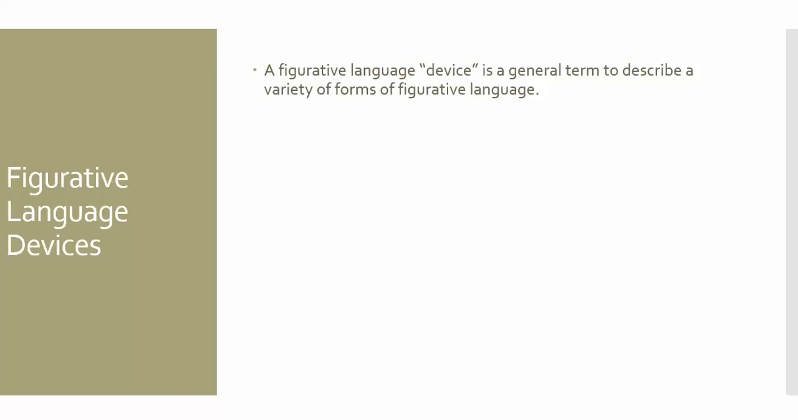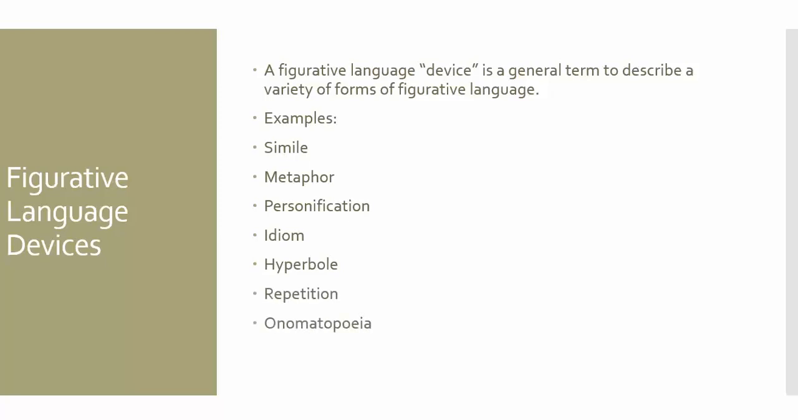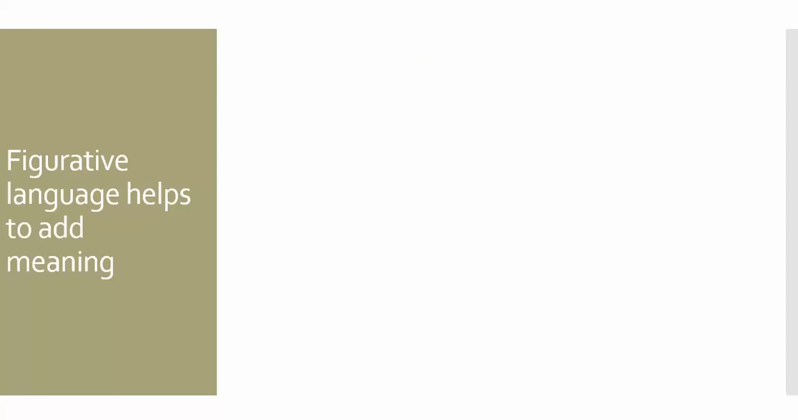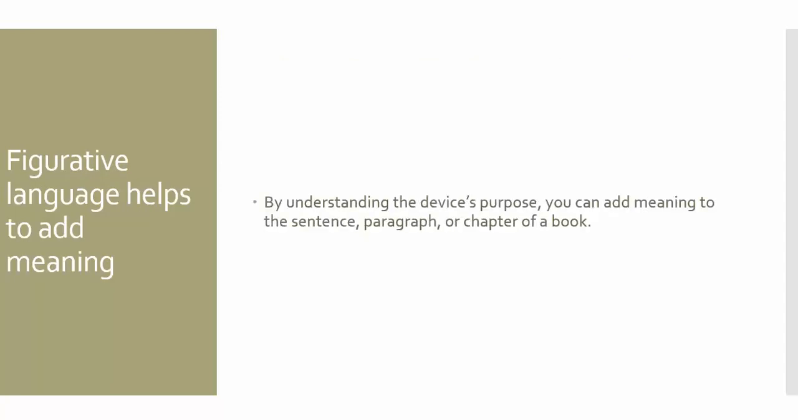Some examples of devices include simile, metaphor, personification, idiom, hyperbole, repetition, and onomatopoeia, which, as you know, is my favorite. Figurative language helps to add meaning. As you read and you come across figurative language, if you understand the purpose of the device, you can add meaning to any sentence, paragraph, or even a chapter of a book.